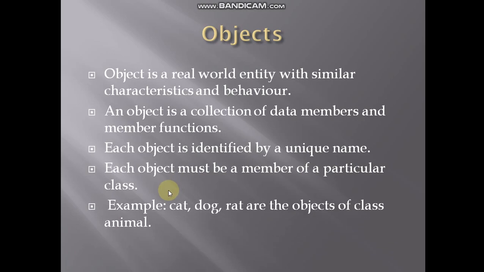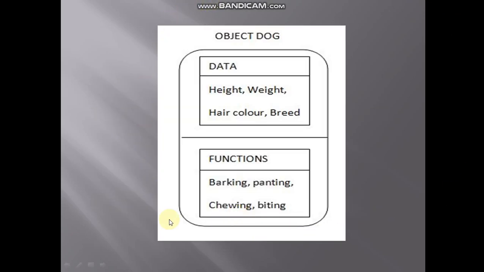Let us have an example here. I have created three objects: cat, dog, and rat. Cat is an object, dog is an object, and rat is also an object. This is just a diagrammatic representation of an object. Here I am considering an object of a dog. As the definition says, each and every object will have its own data and functions, characteristics and behavior. The data with respect to dog will be height, weight, hair color, and breed of a dog. Functions with respect to dog will be barking, panting, chewing, and biting. Functions are nothing but the actions performed by a particular object.